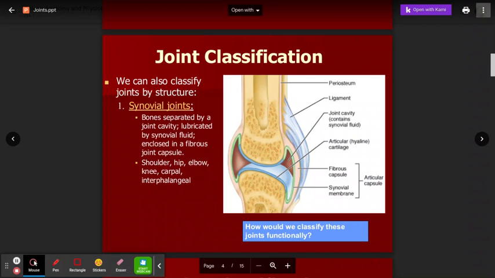So you've got a fibrous capsule around here that would be made out of dense connective tissue. You have a synovial membrane, which is holding that fluid in. All right, so that's organized by structure. So we've got to do a couple more here for structure.